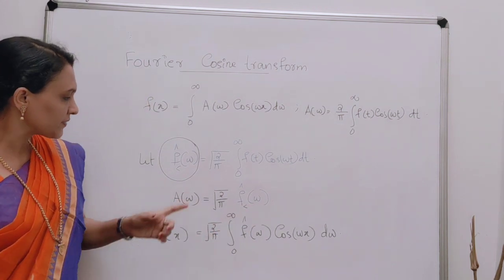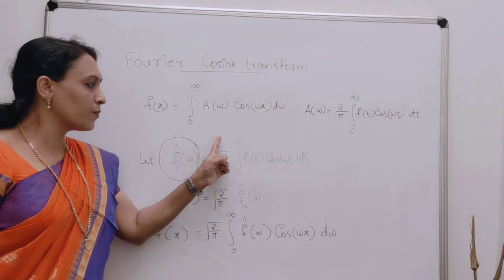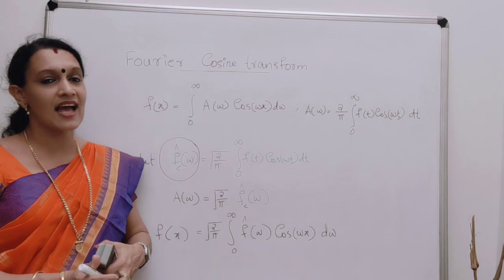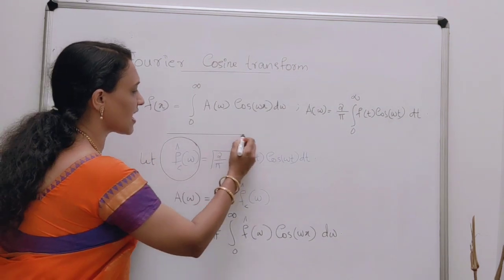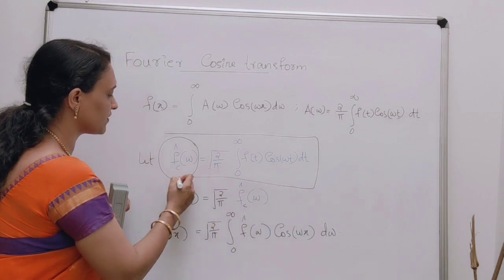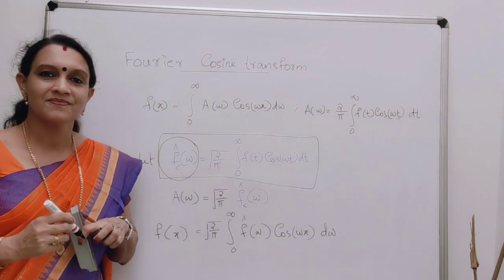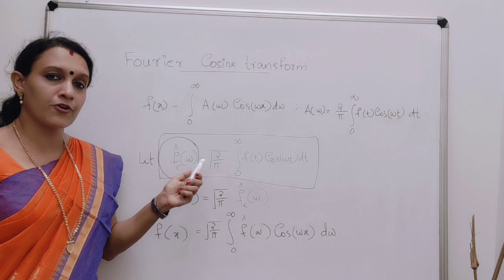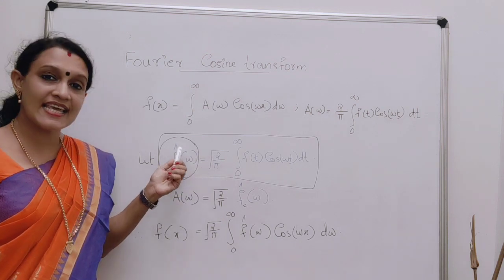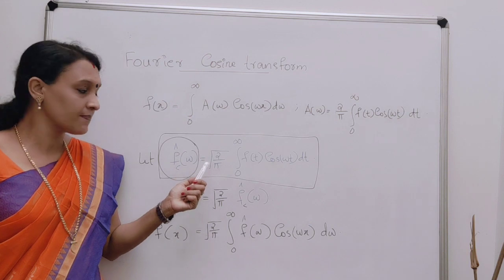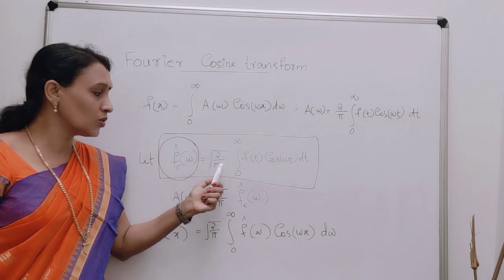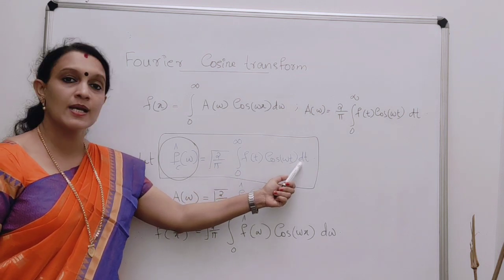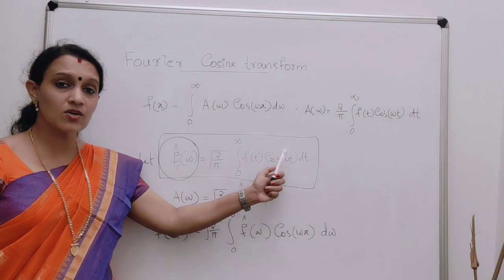Then this F c cap omega, this integral, we can call the Fourier cosine transform of the function f of x. So what is the Fourier cosine transform? Fourier cosine transforms are denoted by F c cap omega, and that is defined as root of 2 by pi into integral 0 to infinity f of t into cos omega t dt. This is the definition of Fourier cosine transform.